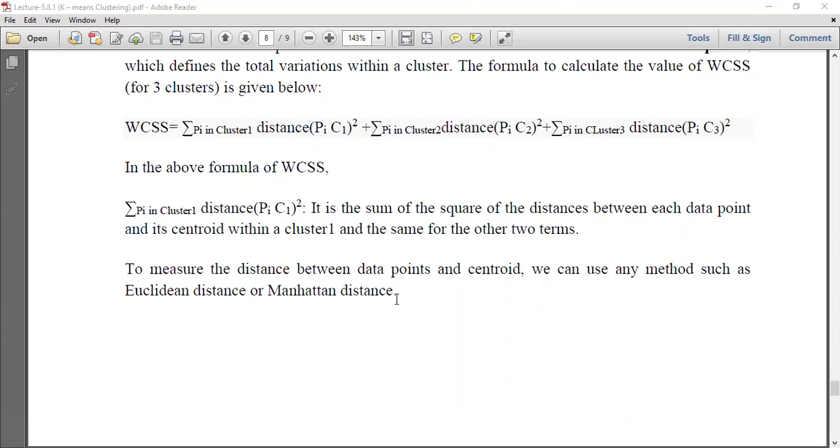Now in the next lecture we will discuss an example of k-means clustering, so you can easily understand what k-means clustering is and how to solve problems of k-means clustering.